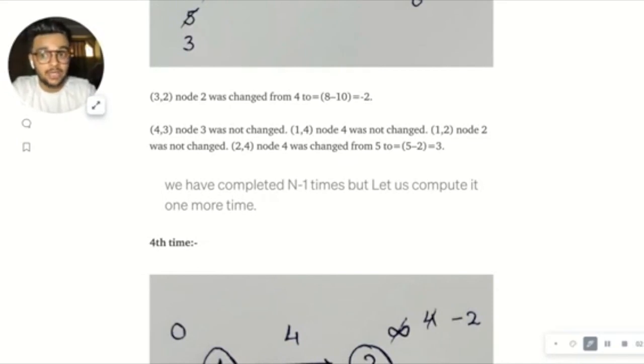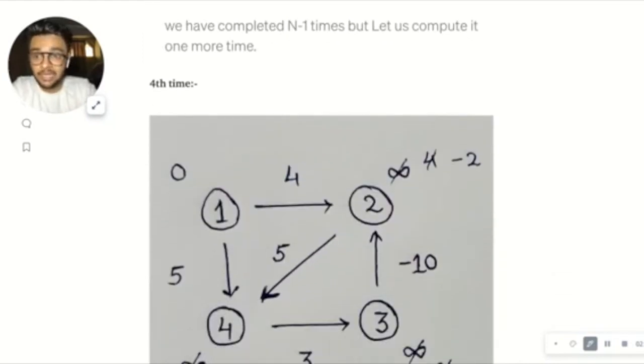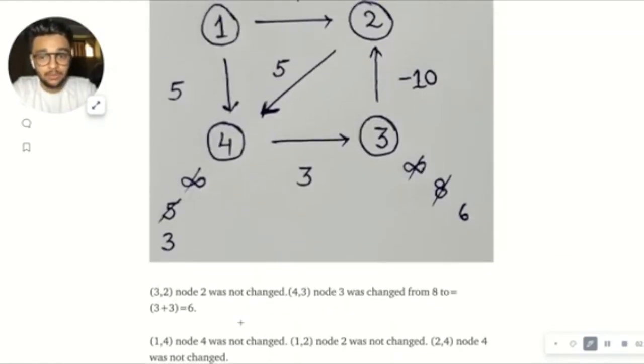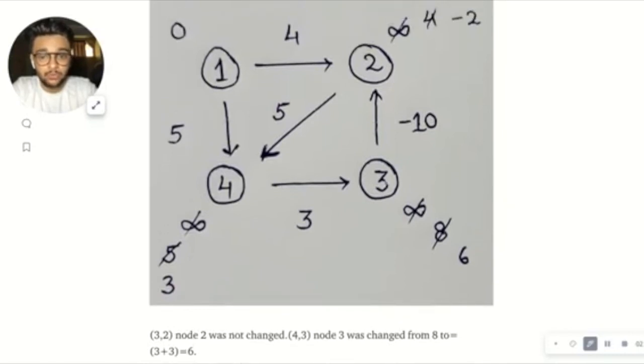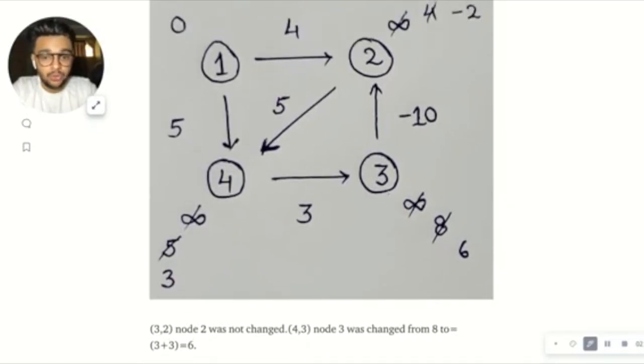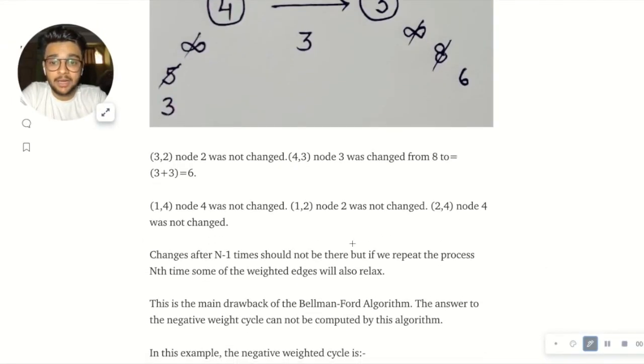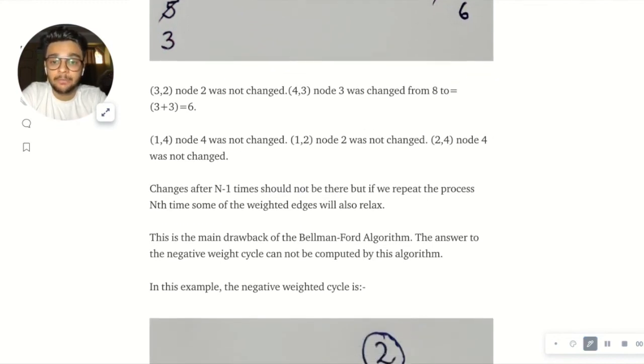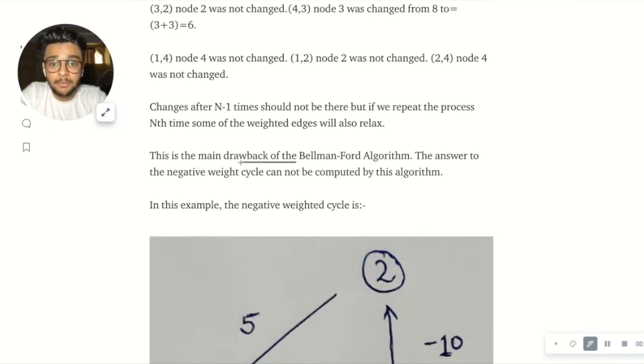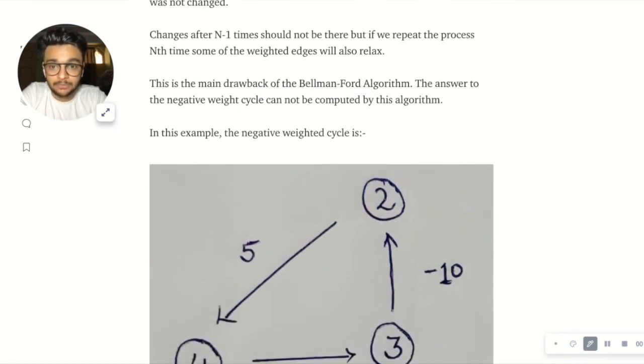But in this case, if we try for the nth time, which is the fourth time, let's see if there are any changes or not. So yeah, 3 to 2, there is no change. 4 to 3: 3 plus 3, 6, there is a change. So the change after n minus 1 times should not be there. If we repeat the process for n plus 1 time, n plus 2 time, there would be changes. This is the main drawback of the Bellman-Ford algorithm. The answer for a negative weight cycle cannot be computed by this algorithm.